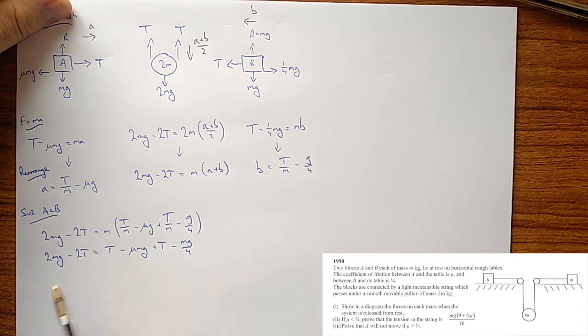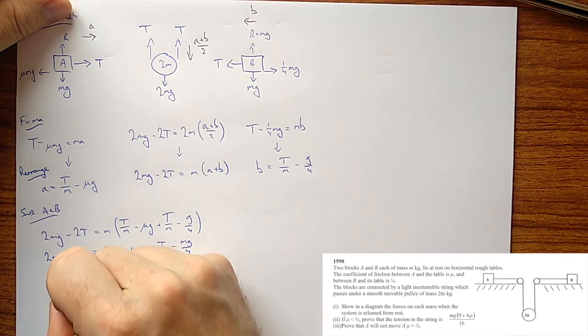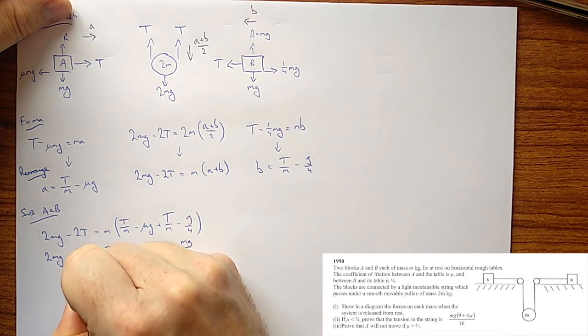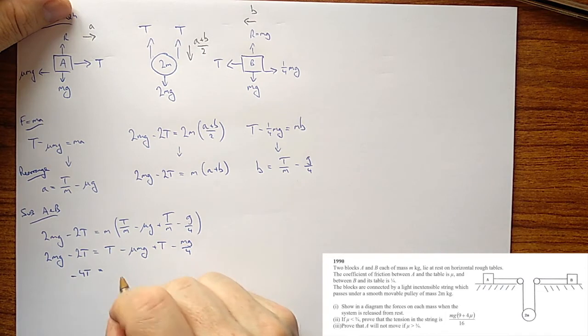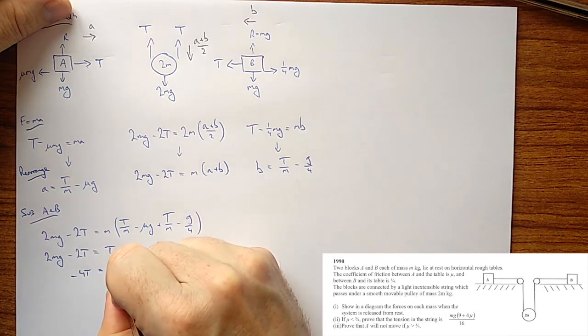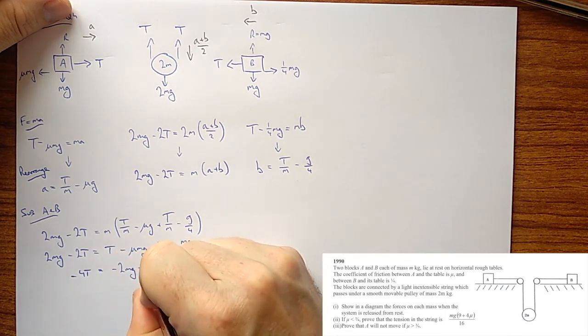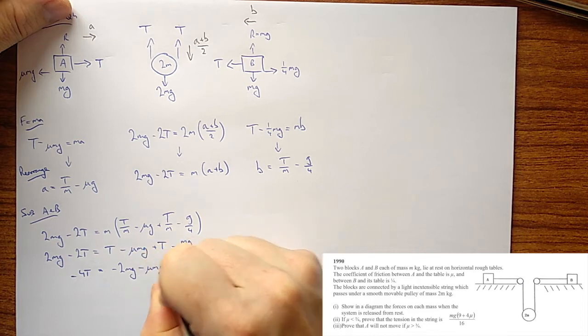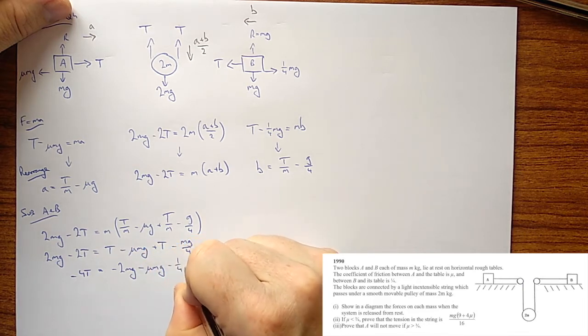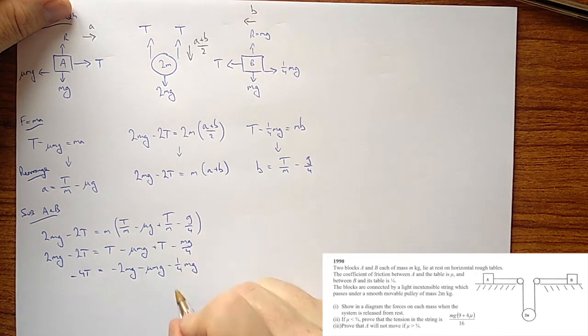Alright, so now I'm going to put all the t's onto one side. So I'm going to pop them over to here. So I end up with minus 4t equals minus 2mg minus mu mg minus a quarter mg. And I'm just splitting the quarter out here, as you can see how I'm going to simplify this fairly nicely.